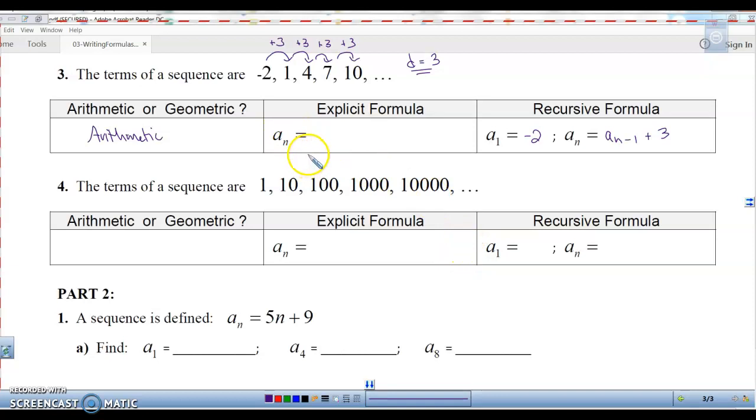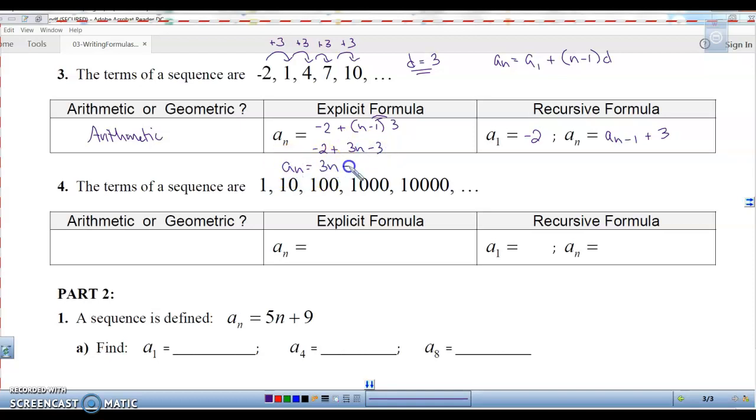Okay, now let's do the explicit formula. Remember, following the formula, A of n equals A1 plus n minus 1 times D. That's on the Regents reference sheet too, so it is there. All right, so A of n equals A1, which in this case is -2, plus n minus 1 times D, which in this case is 3. Now let's combine our terms. We distribute: -2 plus 3n minus 3.